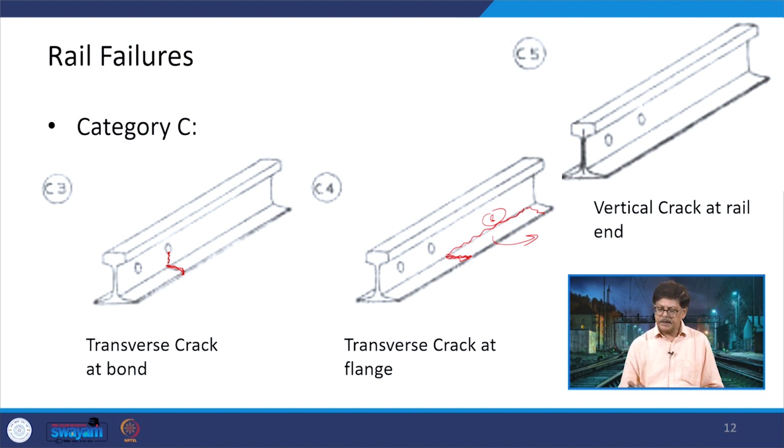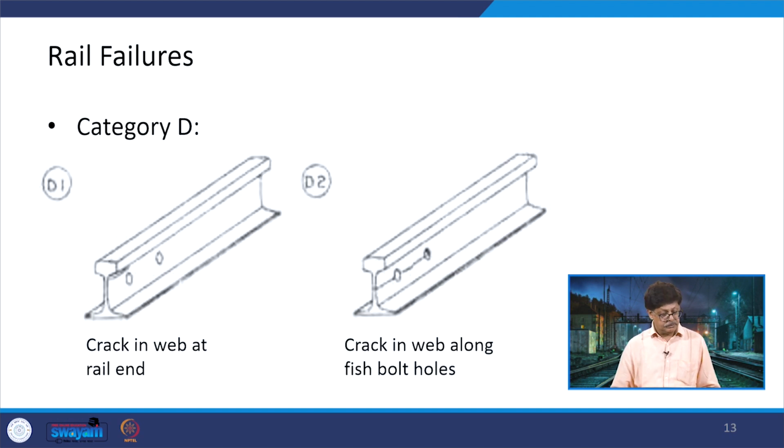There is a vertical crack at the rail end, continuing in the rail itself. It is not seen at the top, but you see it from the side when it is being removed. Otherwise, once they are jointed, it will not be visible. But if you go for ultrasonic flaw detection here, you will be able to find out if there is a crack occurring in the inner portions in the material of that rail.